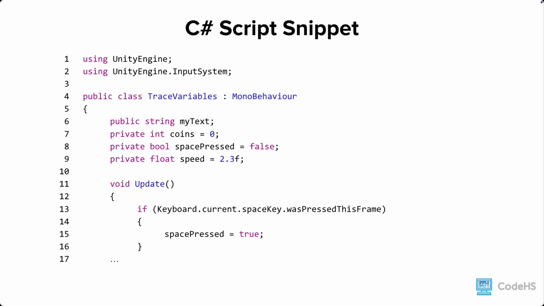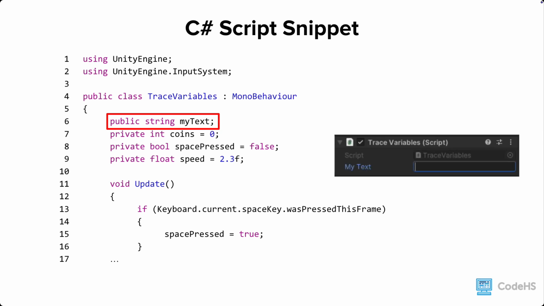Let's take a look at an example Unity C# script to see how these types of variables are written and declared. This example isn't the full script, but rather a snippet showing declared variables. Here, you can see that the string variable is public, while the remaining variables are private. The string variable also doesn't have data assigned to it by default. That's because this variable is public and can be set from within the Unity inspector window.